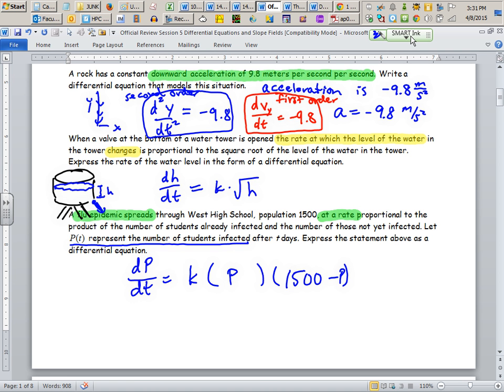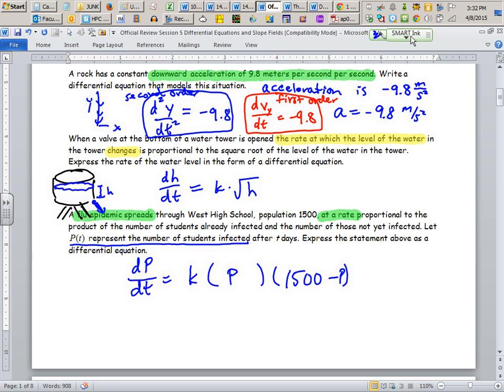Recognize this? No? Yes. Recognize it, Brian? This I equation? I remember the equation set up like that. I forgot what it was called, but we learned it. This is called logistic growth. Logistic growth: k P (M minus P). What does the 1,500 represent? The boundary. It's the carrying capacity.